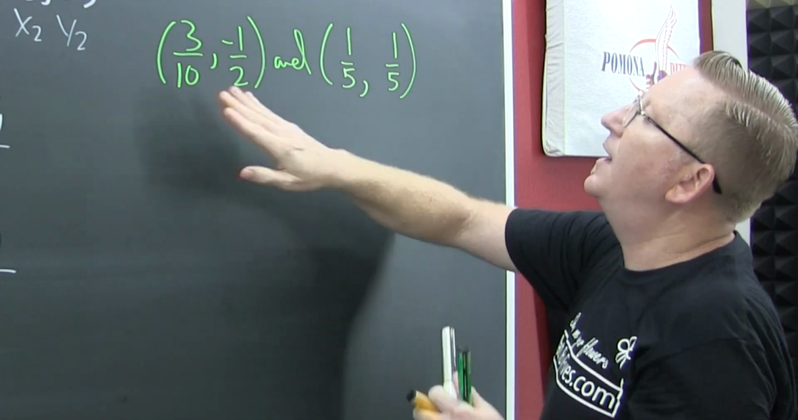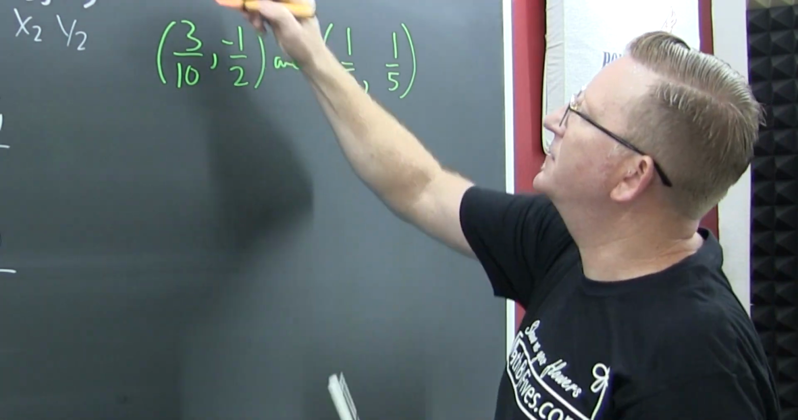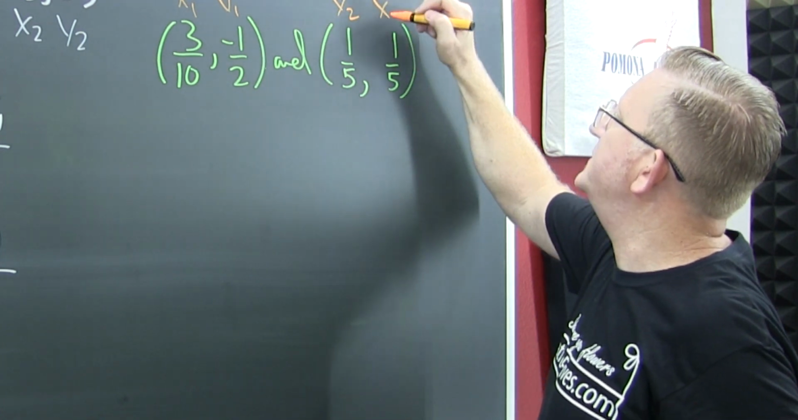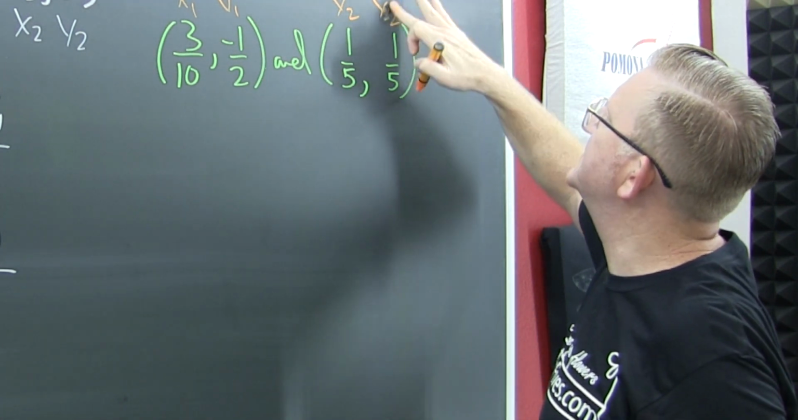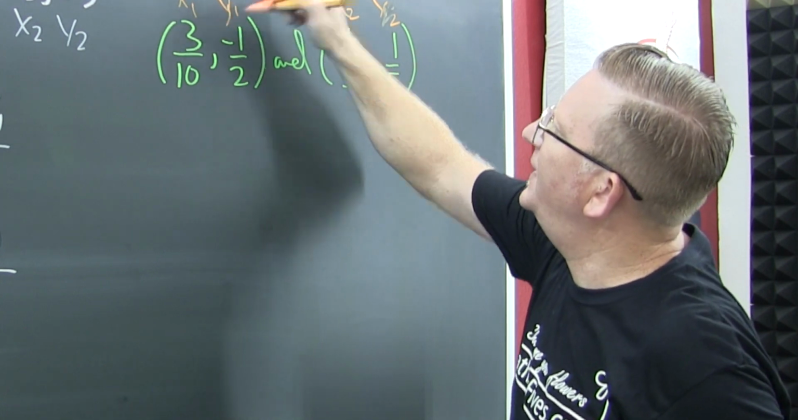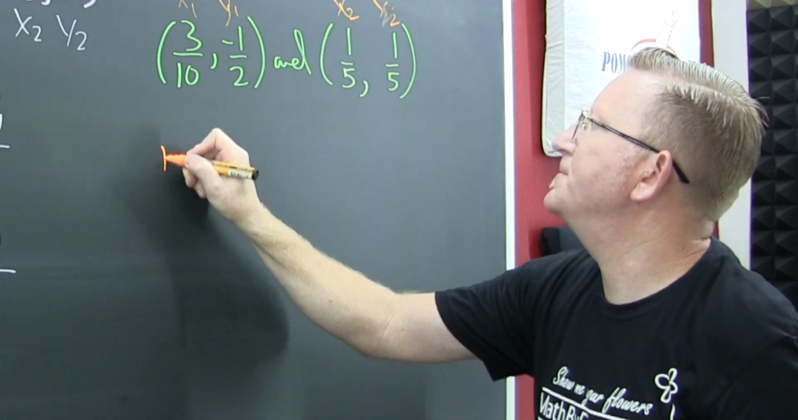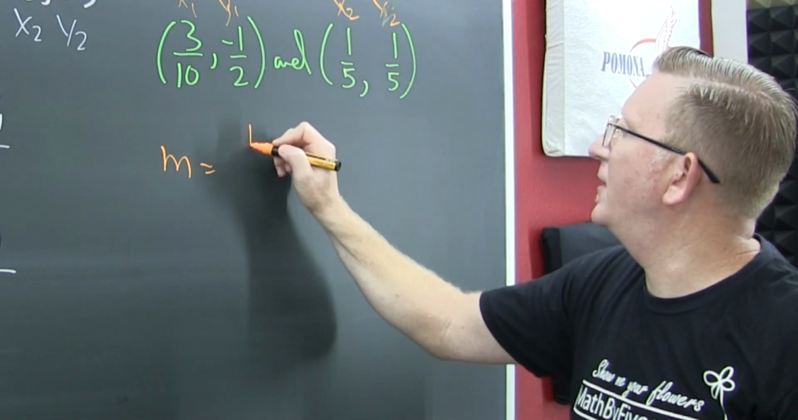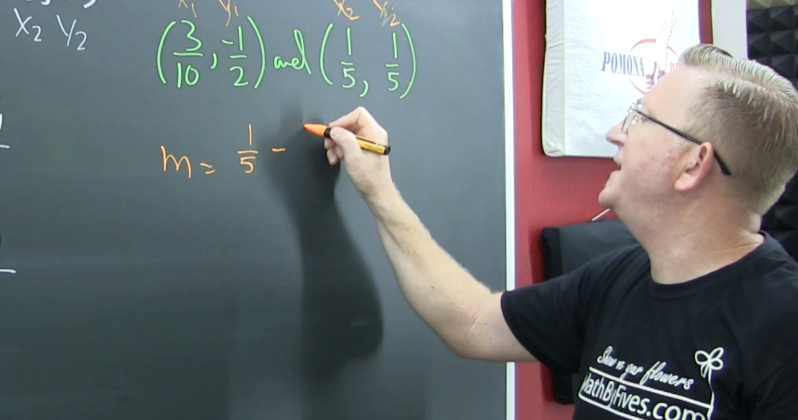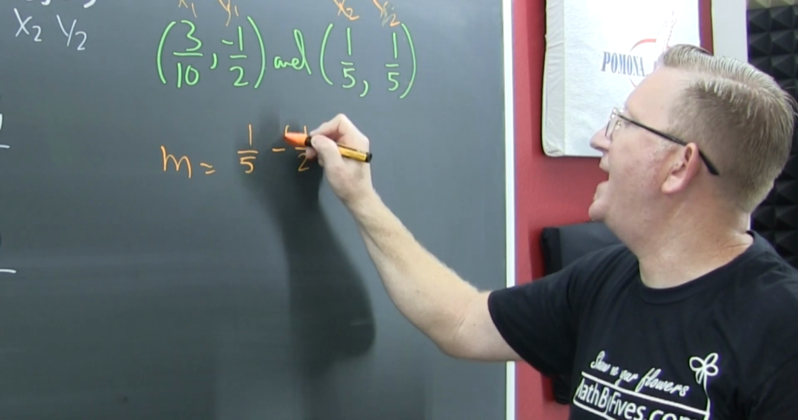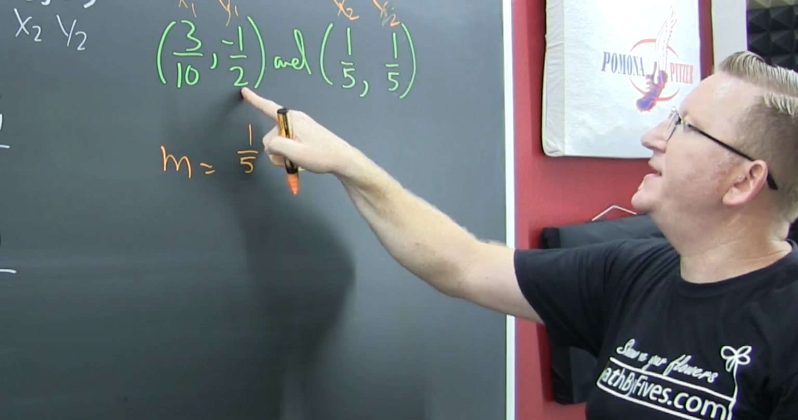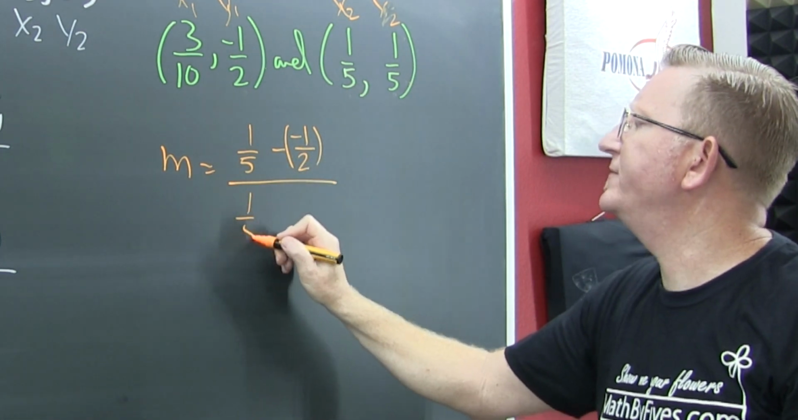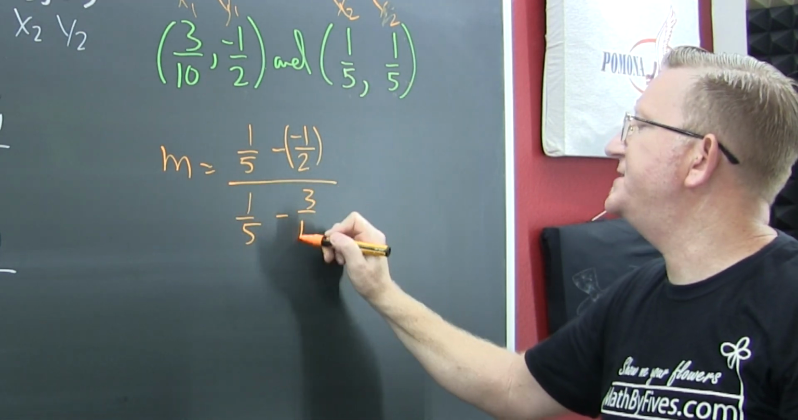Until you're a professional, I strongly encourage that you label it X1, Y1, X2, Y2. Now, this is slow, because you never do the hard ones. Here's a hard one. It's 1/5 minus 1/2, because it's Y2 minus Y1, divided by X2 minus X1, 1/5 minus 3/10.